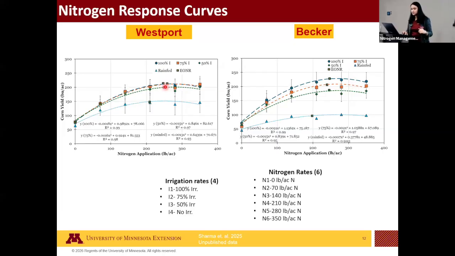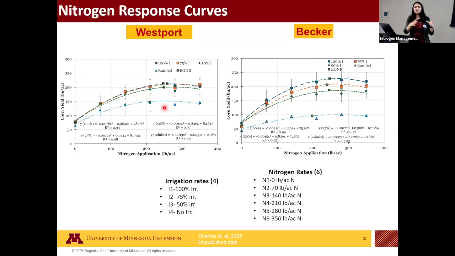Now you see other 4 black dots here. This is our economic optimum nitrogen rate that Dan talked about today. We looked at those and we wanted to see if our economic optimum nitrogen rate changes with irrigation. But on 5-year average data, we did not see a significant difference between irrigated treatments. There is a significant difference between rain-fed and irrigation, but not between irrigation treatments. And we have to investigate more. Why is that?